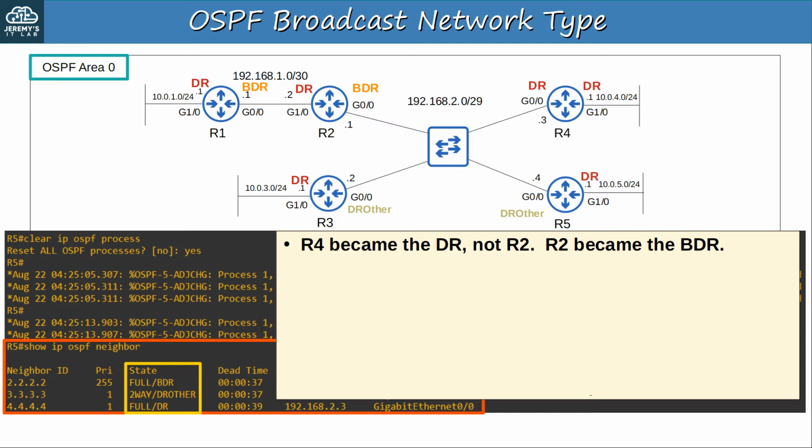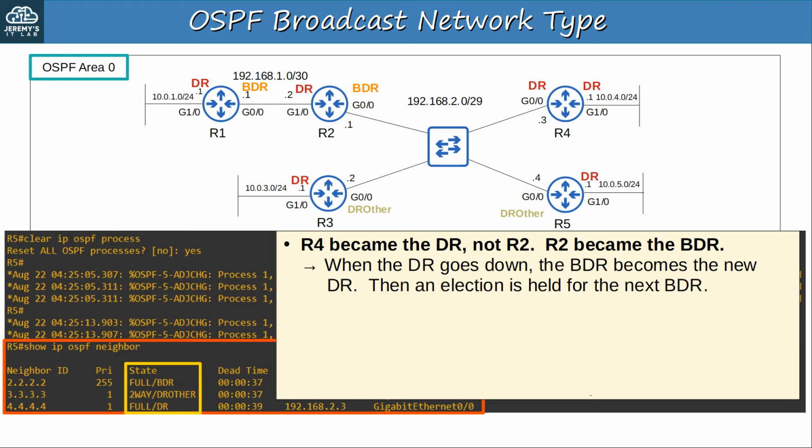First, R4 became the DR, not R2. R2 became the BDR. What can we learn from that? We can learn that when the DR goes down, the BDR becomes the new DR. Then an election is held for the next BDR. R4, which was the BDR, instantly stepped up to be the new DR, and then an election was held between the other routers for the next BDR. R2 has the highest priority, 255, so it became the BDR.